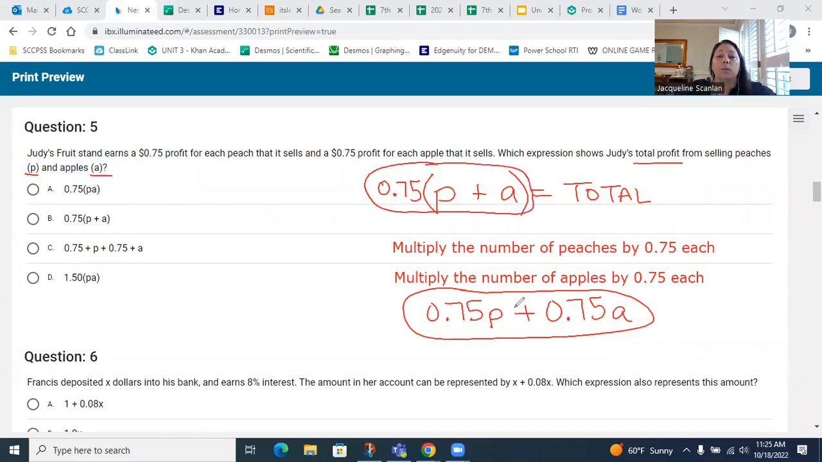Now I just need to see which one appears. So this expression is confusing. I am not adding 75 cents to the number of peaches she sold. I am multiplying them. So this is close, but it is incorrect. Right? So the correct answer is B.